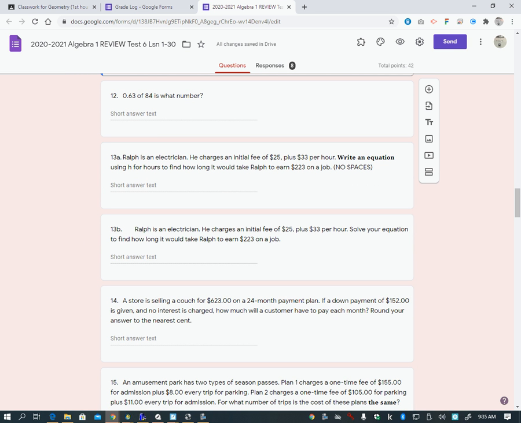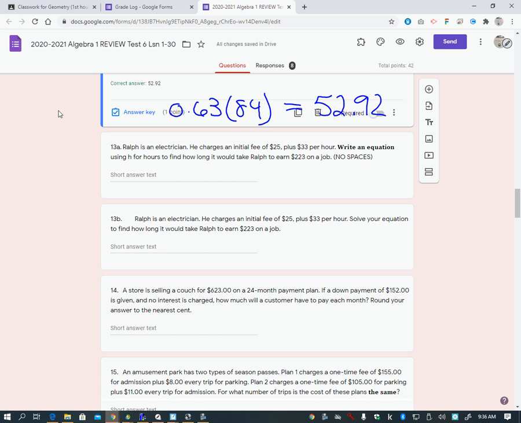Let's see. 12. 0.63 of 84 is what number? What is the word "of" in math? Multiply. So I'm going to write it as 0.63 times 84 equals, right? Okay, 52.92, right? Did we just write that? You have to write something. Nope, it's just 52.92. But I want to see your work on your paper. Okay? Can you do that? I won't count it wrong if you do that, but you don't need it because there's no variable in the question.